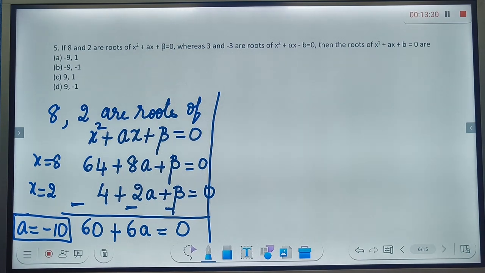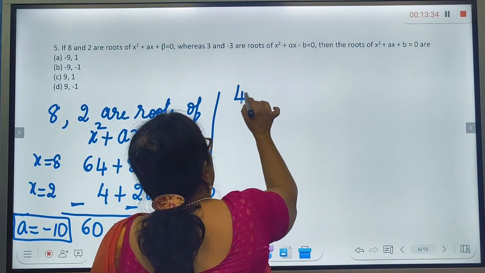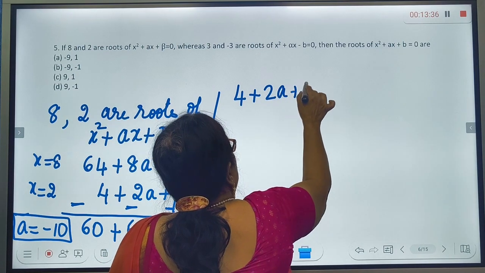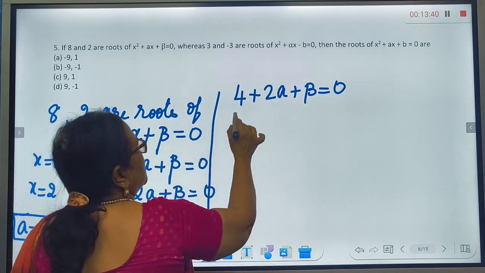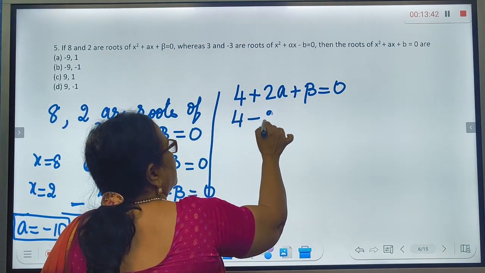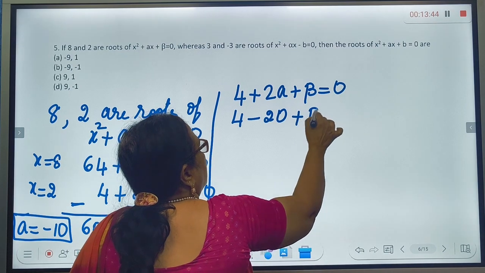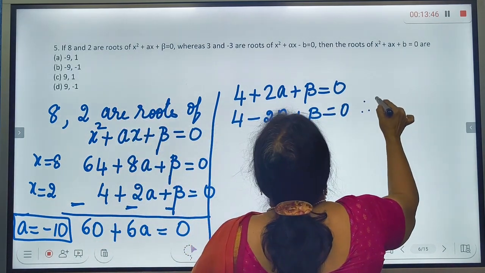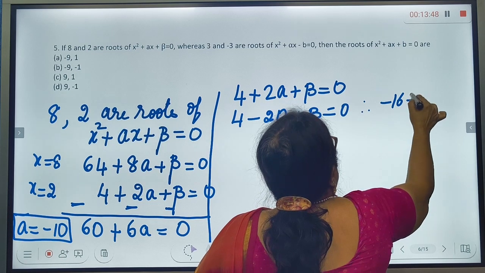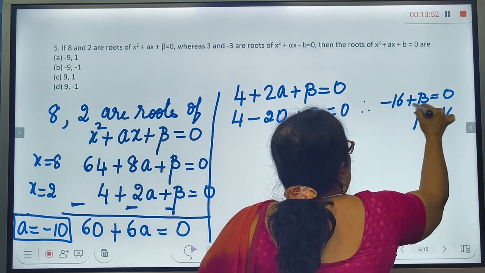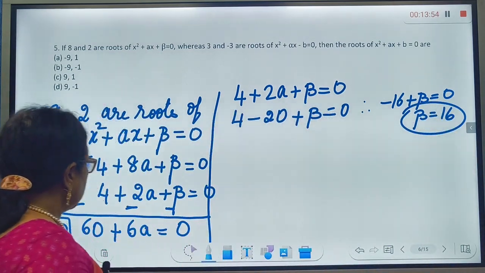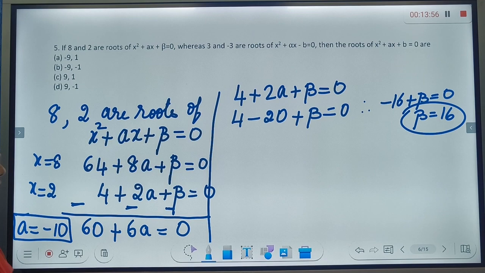Now if I know a, I can also find the value of beta. We know that 4 plus 2a plus beta is equal to 0. What is a? Minus 10. So 4 minus 20 plus beta equal to 0. Therefore, minus 16 plus beta equal to 0 or beta equal to 16. So beta is 16 and a is minus 10.